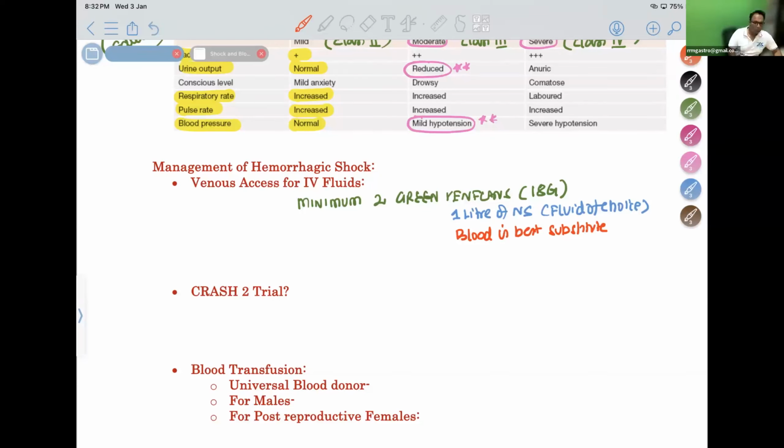If blood is not available, because blood will not be readily available, until the blood comes we can give 1 liter of normal saline via 2 green Venflons. If I could not put a Venflon because the patient is in heavy shock and the veins are collapsed, I should go for the IJV route. If the 2 green Venflons cannot be applied to the cubital veins, I will go for the internal jugular vein route. So the IJV route is preferred.